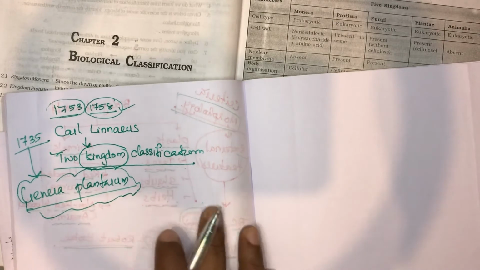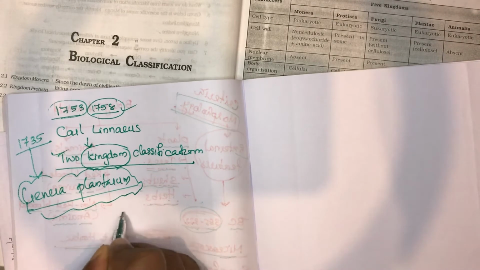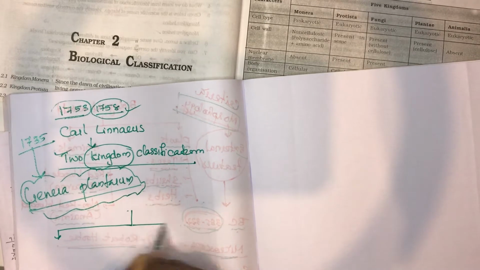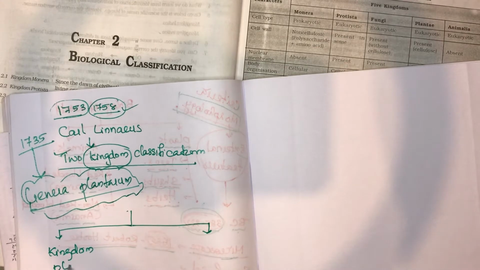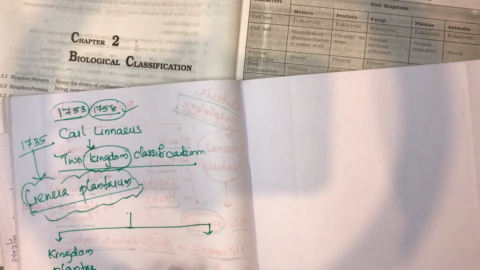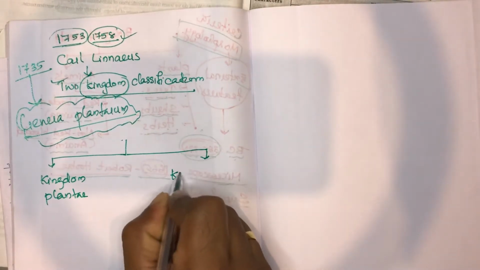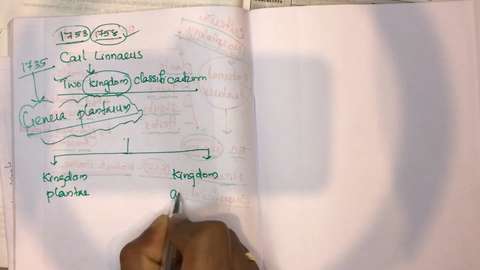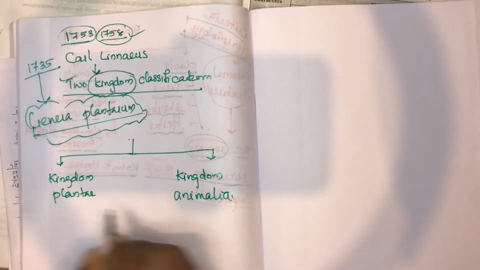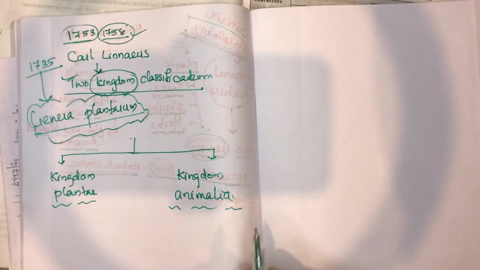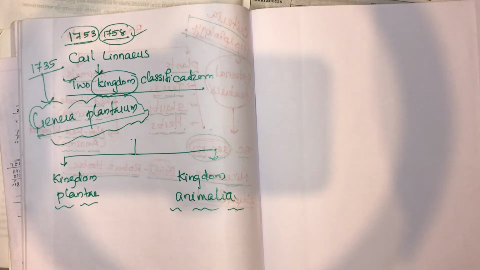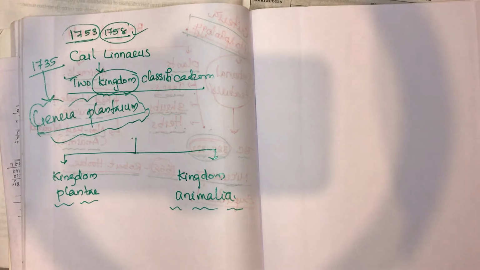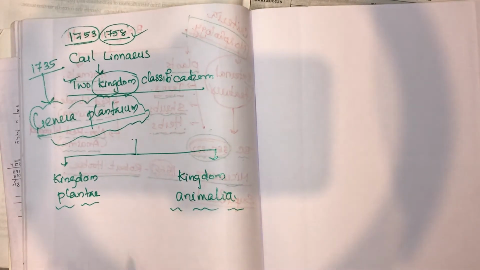In two kingdom classification, the biological world is classified into two kingdoms: Kingdom Plantae and Kingdom Animalia. These are the two kingdoms according to Carl Linnaeus. Carl Linnaeus is called the father of taxonomy. Then these two kingdoms, Kingdom Plantae and Kingdom Animalia, are classified.